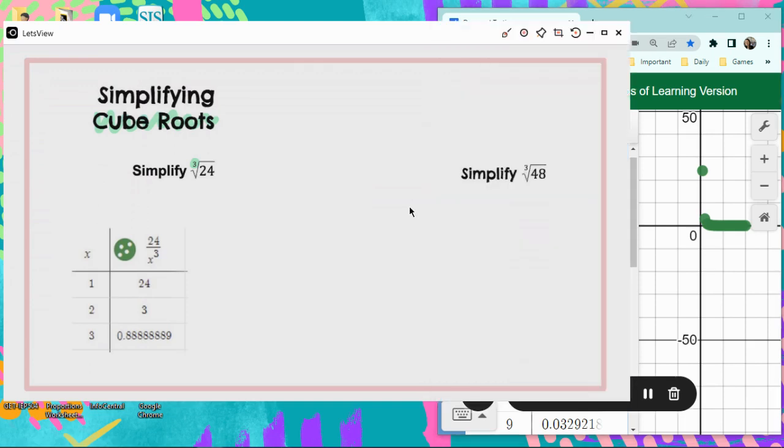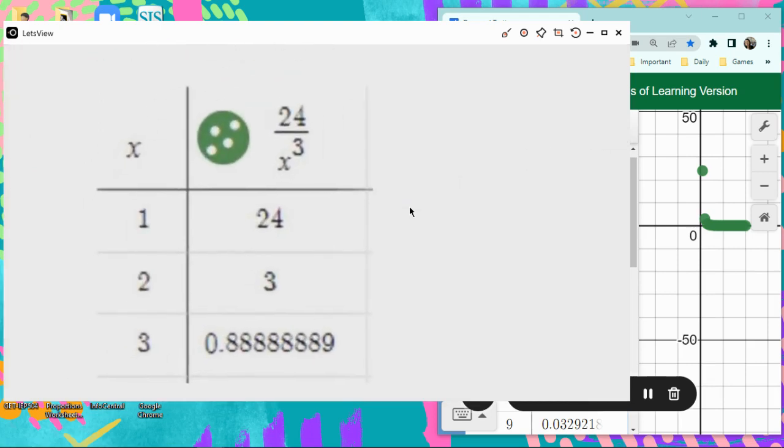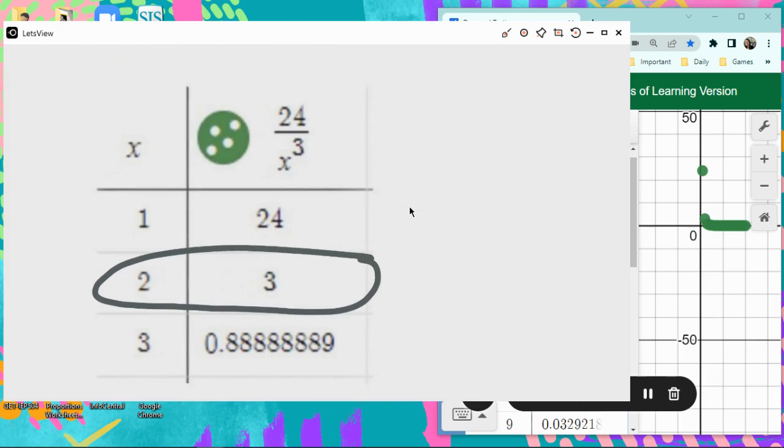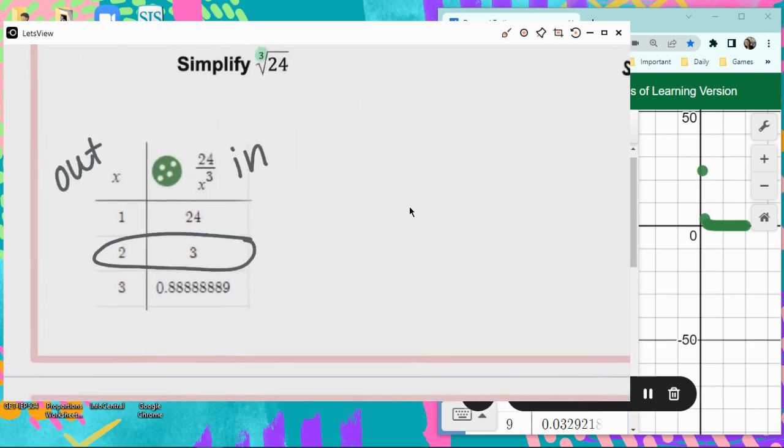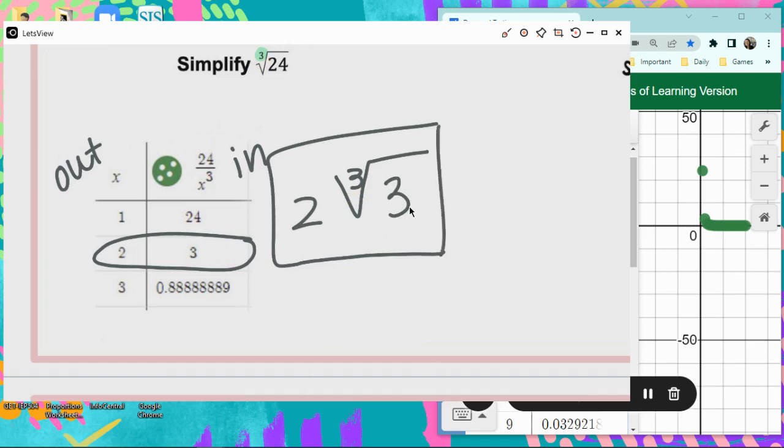And I have this copied onto your notes. When you're looking at this table, we're going to take this right here was the last one with no decimal. So this side goes outside, this side goes inside. So you have 2 cube root. Since this had the little 3, this needs to have the 3. And then on the inside is 3. And that is it.